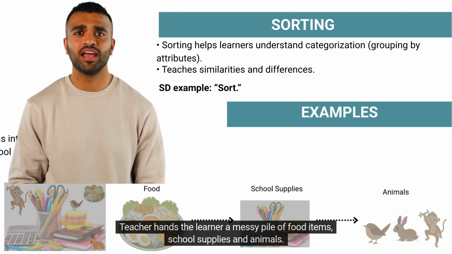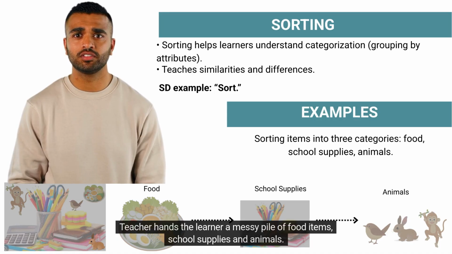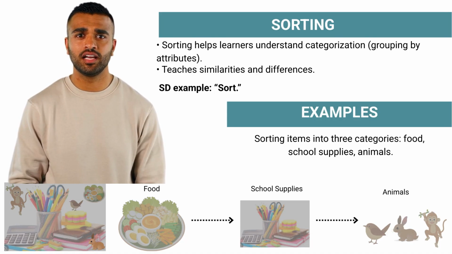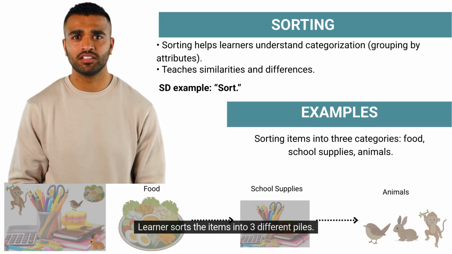Example, teacher hands the learner a messy pile of food items, school supplies, and animals. State sort. Learner sorts the items into 3 different piles: a pile of food, a pile of school supplies, and a pile of animals.